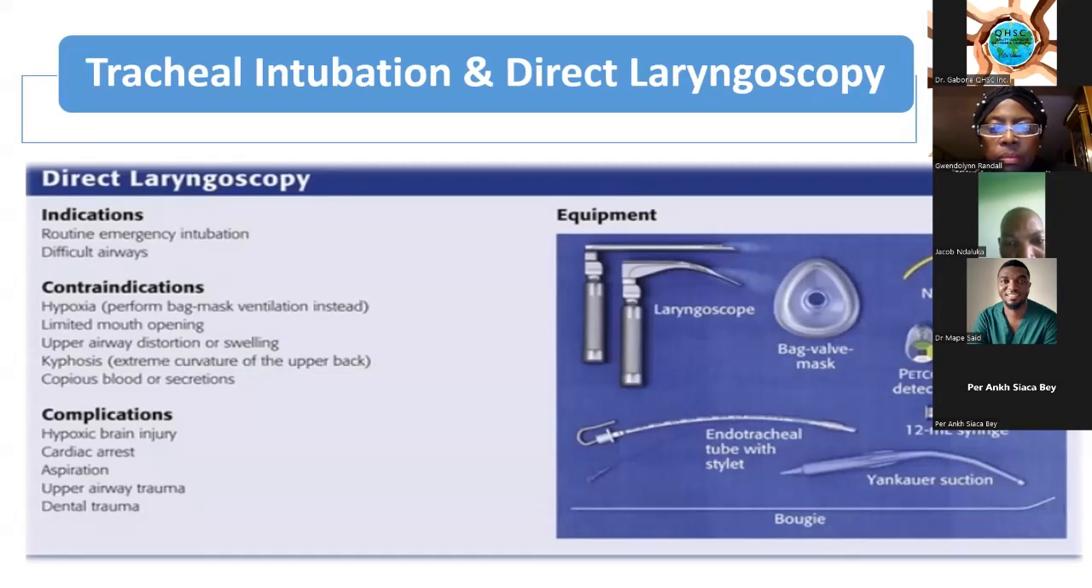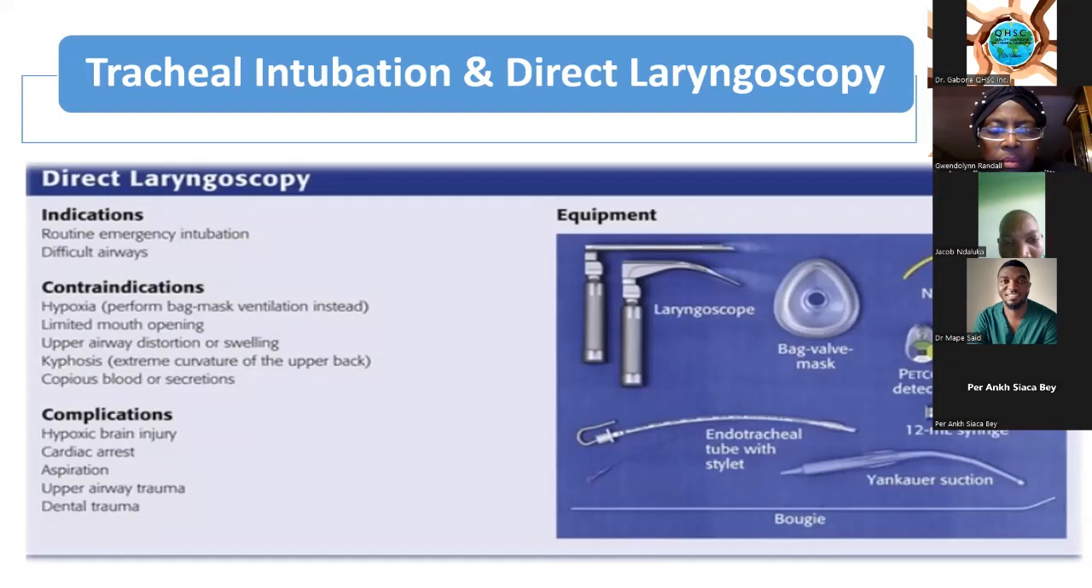The complications that might arise are hypoxic brain injury due to hypoxia, cardiac arrest, aspiration, and upper airway trauma from the instrumentation. Among the things you need to have ready: suction, a working laryngoscope, a bag-valve mask, a nasal airway, and an oral airway. You also need a carbon dioxide detector to assure you that you are on the right side where you put your tube.